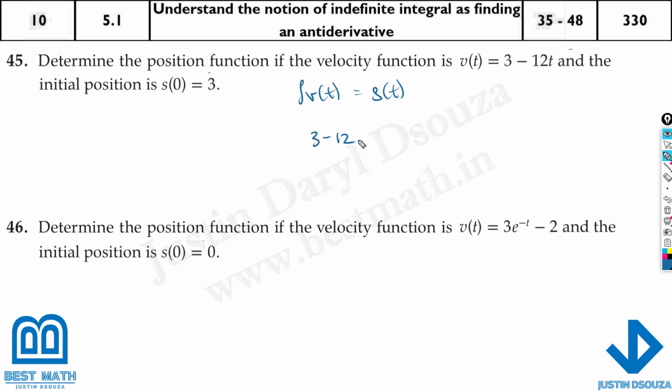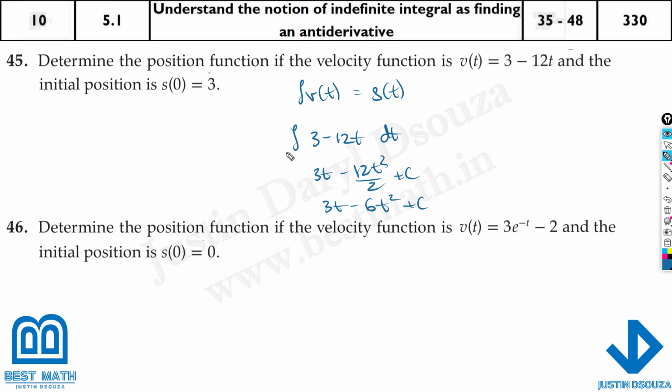So 3 minus 12t. Now here you can use the calculator. Why? Because it's only a single integration. If you're anti-deriving it more than once, you cannot use the calculator. Here you can, but since we know how to solve it, I'll just use the rules. Here we need to integrate this with respect to time dt. So it'll be 3t minus 12t power 2 by 2 plus c. And here we go, it'll be 3t minus 6t squared plus c.